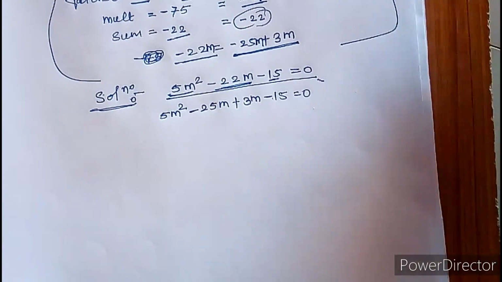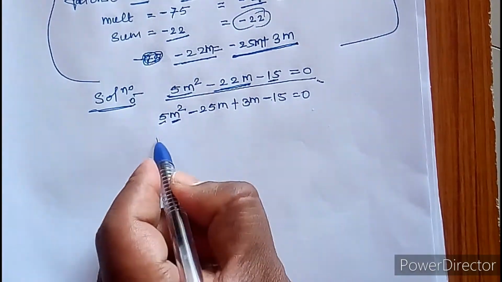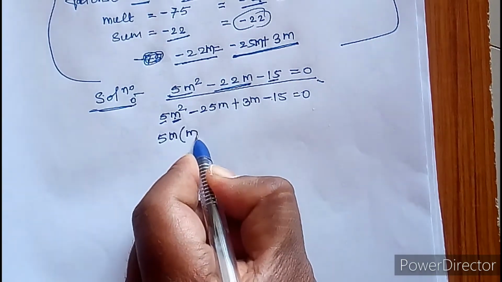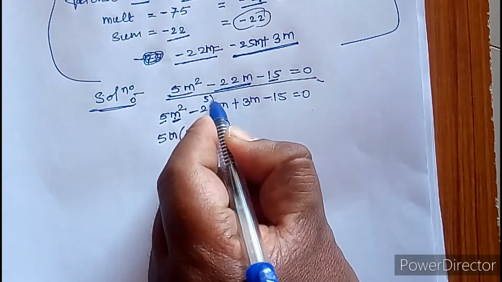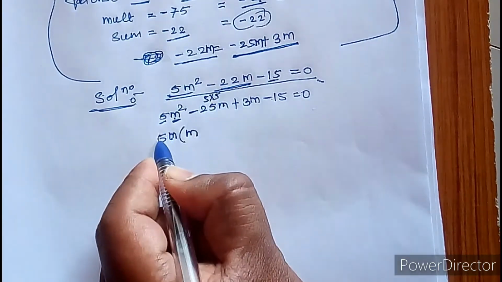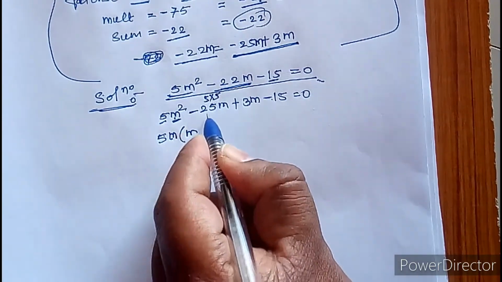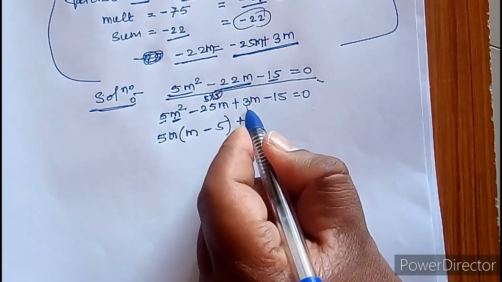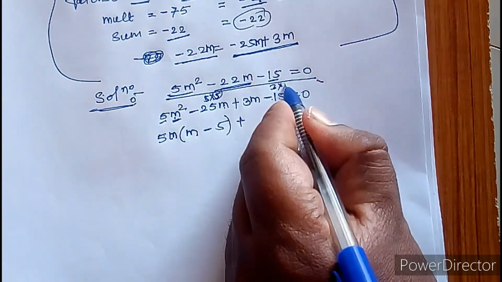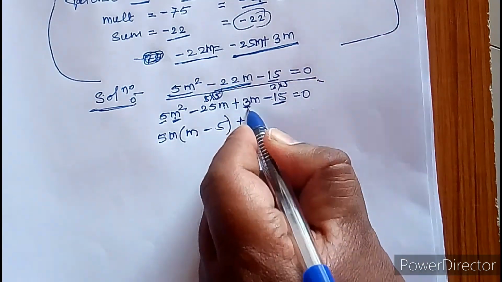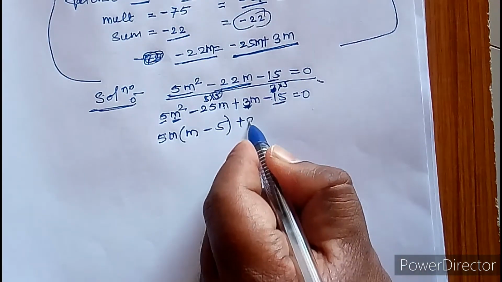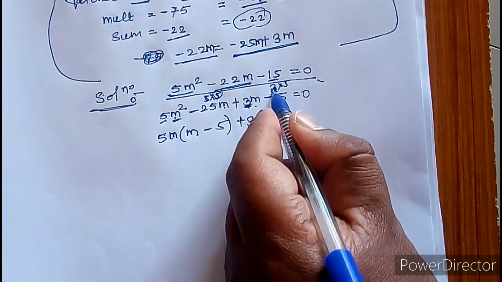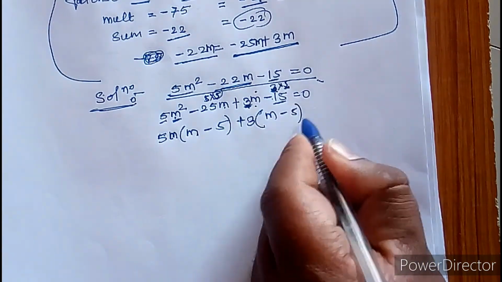Now by taking 5m common, only m remains here. The factor of 25 is 5 into 5, so with 5 and m taken common, only minus 5 remains here. Now plus, the factor of 15 is 3 into 5. If we take 3 common outside, here remains only m minus 5 equals to 0.